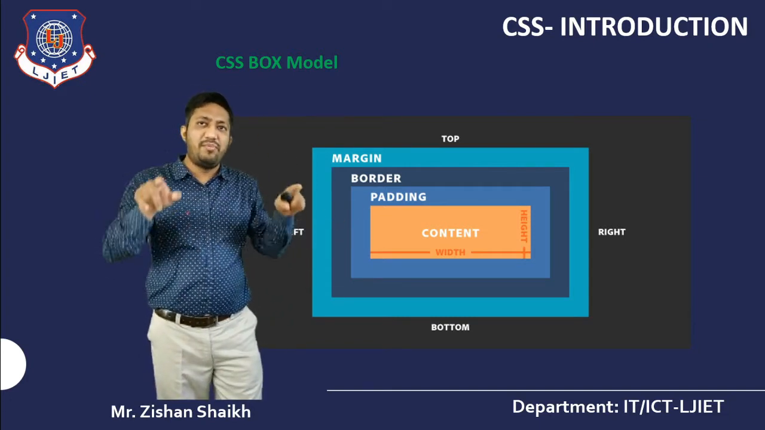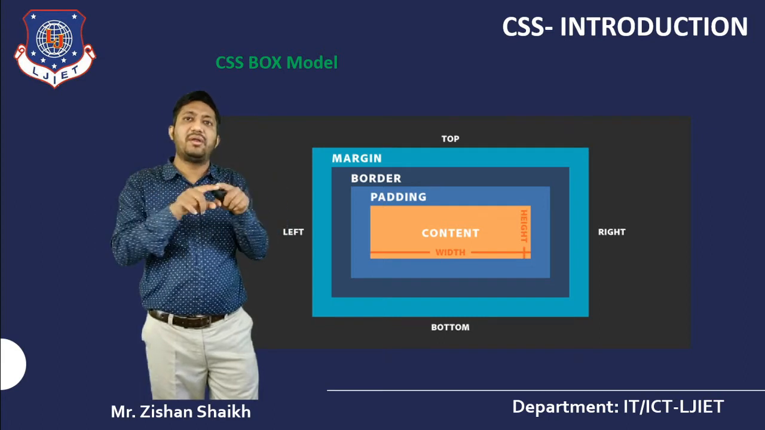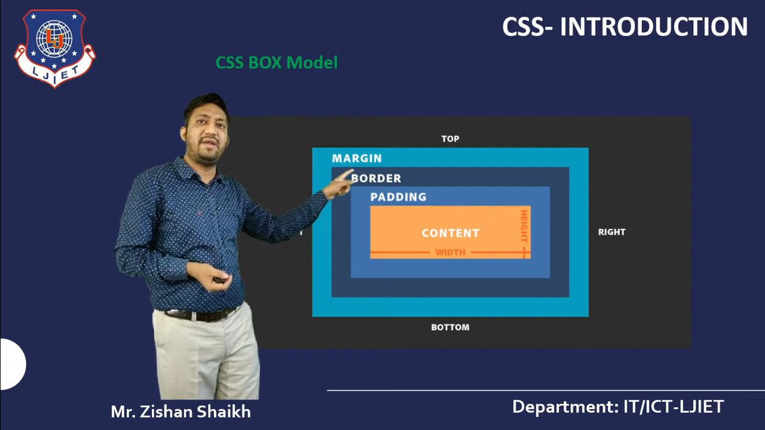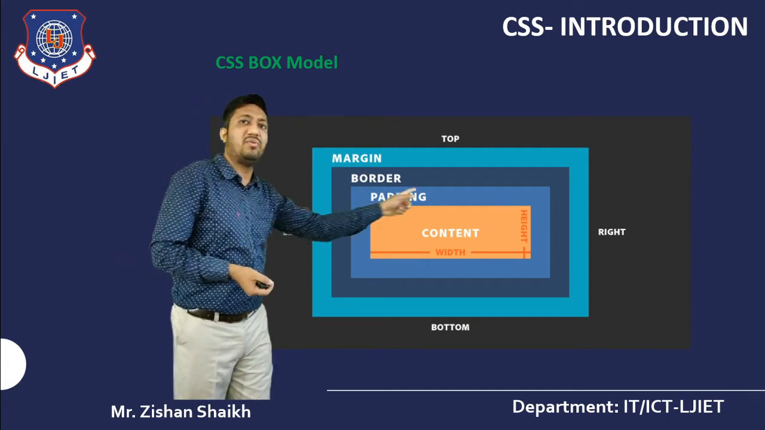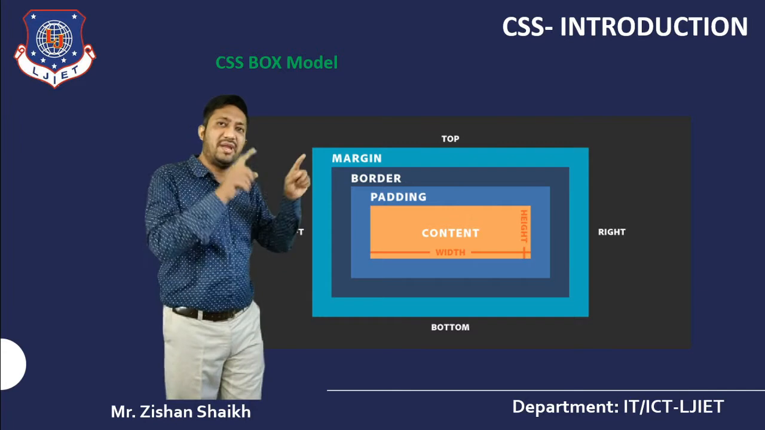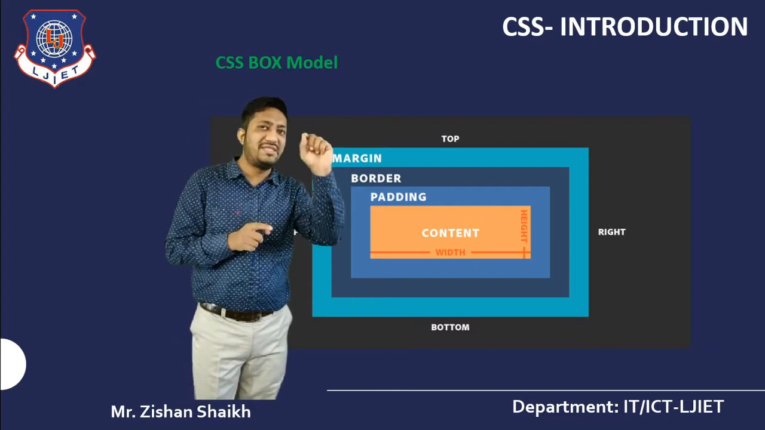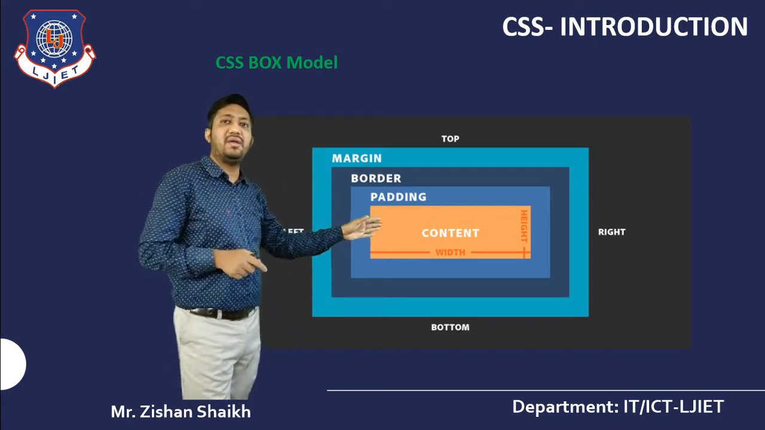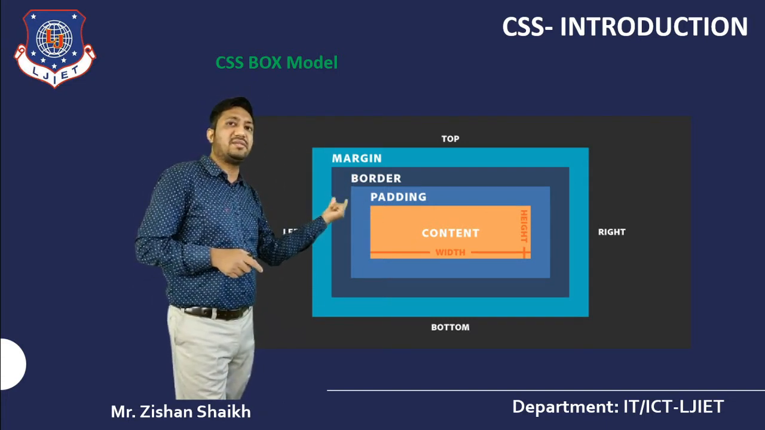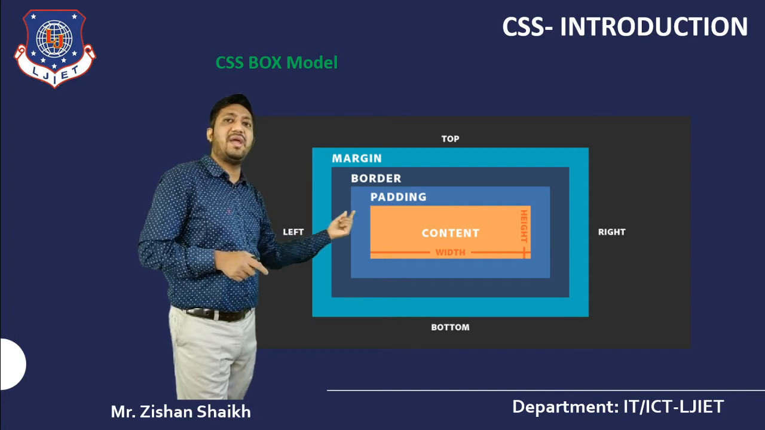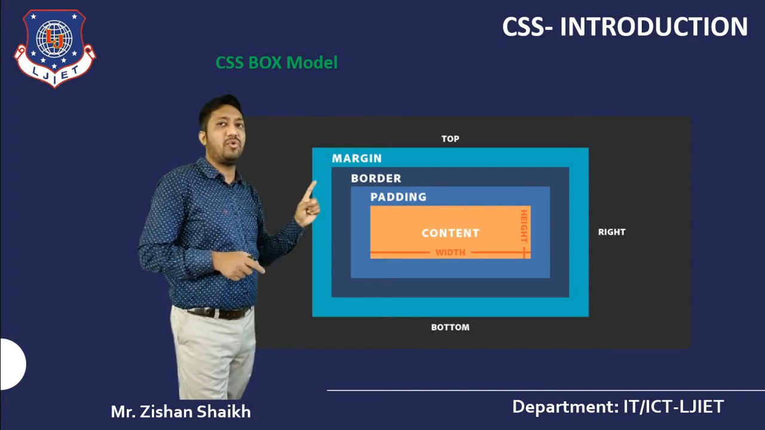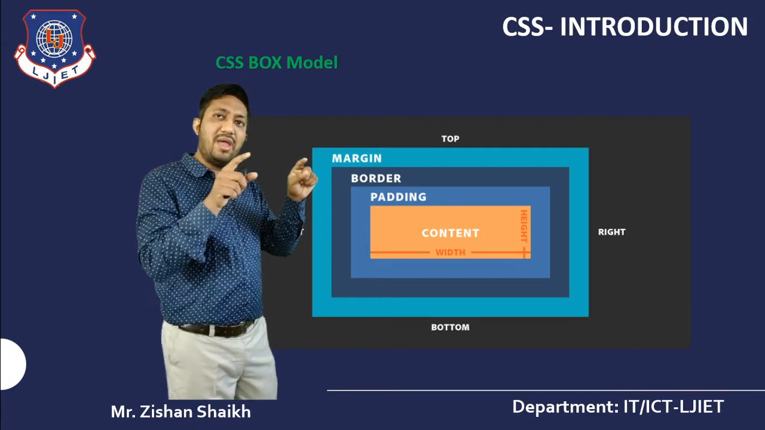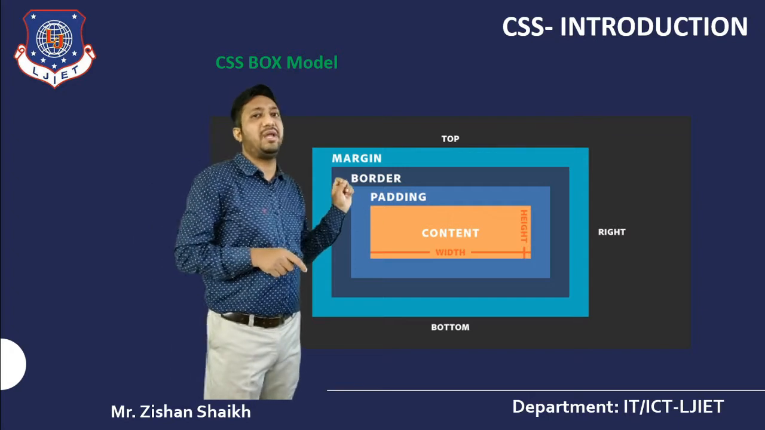Suppose I am putting one boundary, one border here. So my data is here in my container, and one border is maintained. This is the case of the border. So in the border my data will be maintained. The distance between data and border, suppose this is my data and this is my border, the space between data and border is known as padding. So always remember the distance between border and data is known as padding.